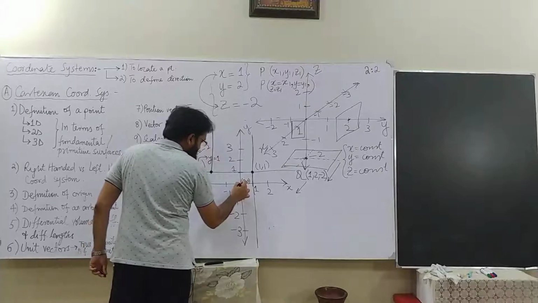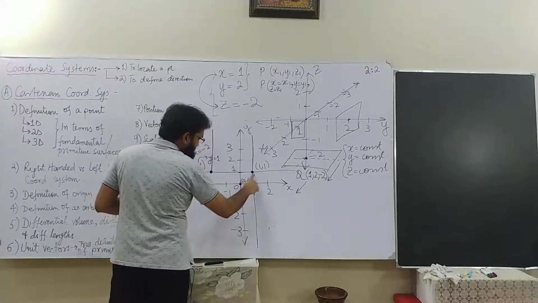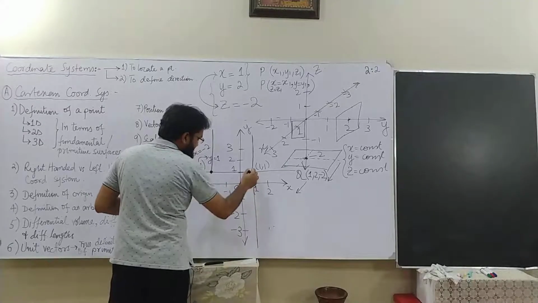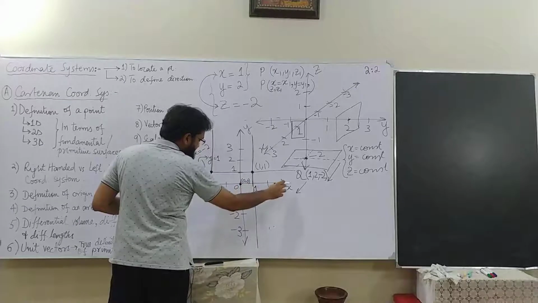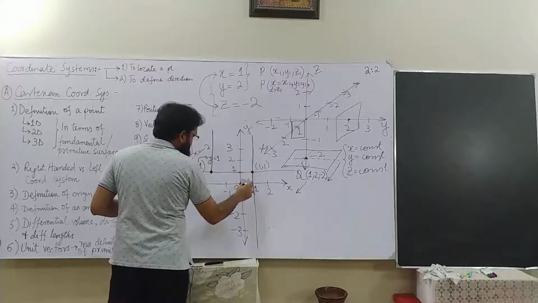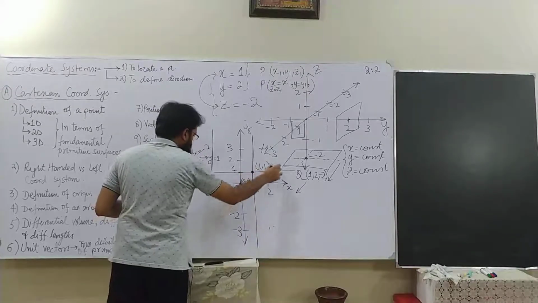Okay, so if someone asks us to give the coordinate of this point, you will say, to reach this point, move in the direction of x, how many units? 1 unit. Move in the direction of y, how many units? 1 unit, and you will reach this point. So the address of this point is 1, 1.